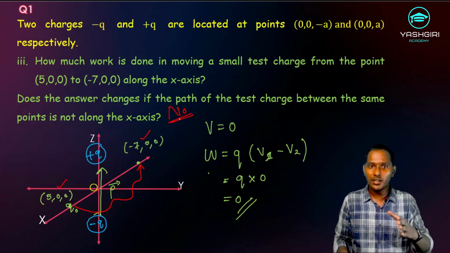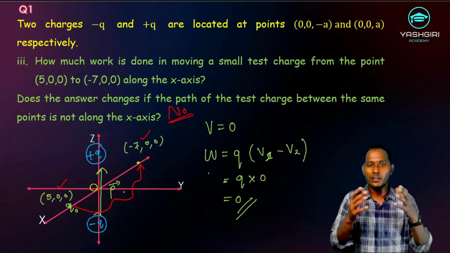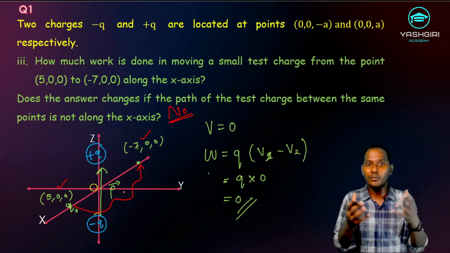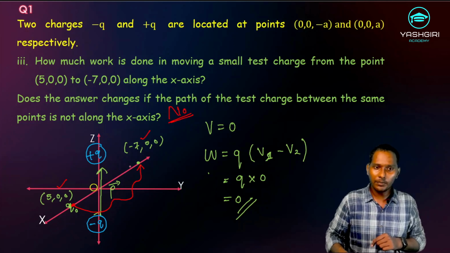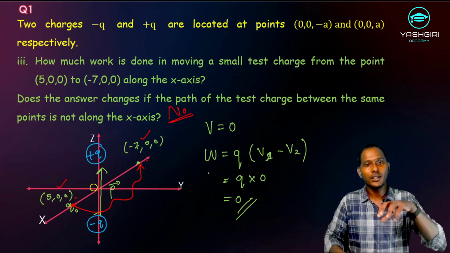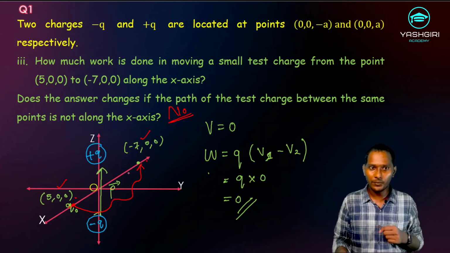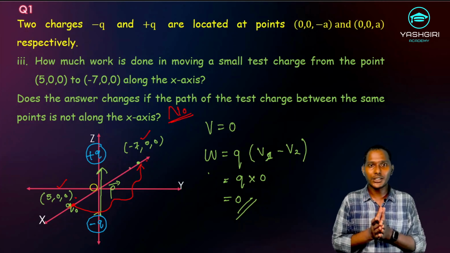The answer doesn't change because, students, the work done by the electrostatic field is not dependent upon the path. It is independent of the path. Here we are interested in finding the potential at these points when you move from one point to another. So work done in this case will be 0, and that's the answer for this question.